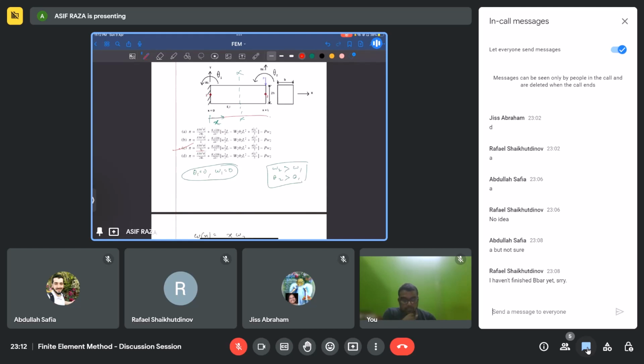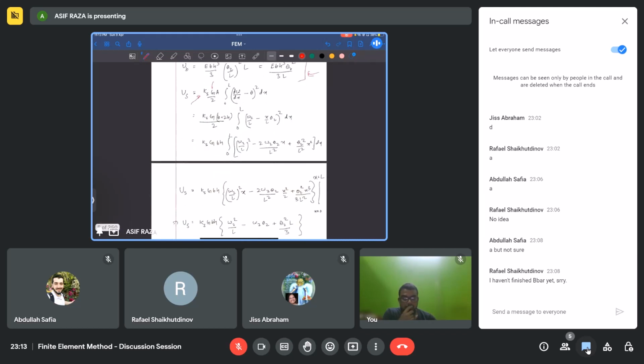So bending energy, shear energy, and this is due to the point load P times W2. Is it okay?